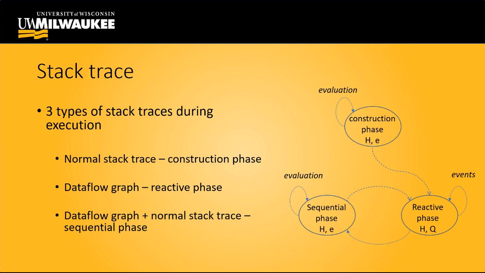If an error occurs, the stack trace should just include the part of the data flow graph that leads to the error. During the sequential phase, synchronous user code is running after reacting to some events. In this case, the stack trace should include both the normal stack trace within the user code, as well as the data flow path that precedes the call to the user code.